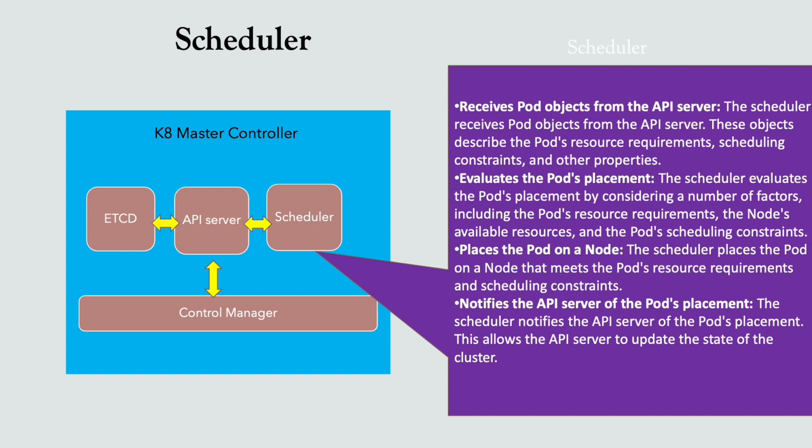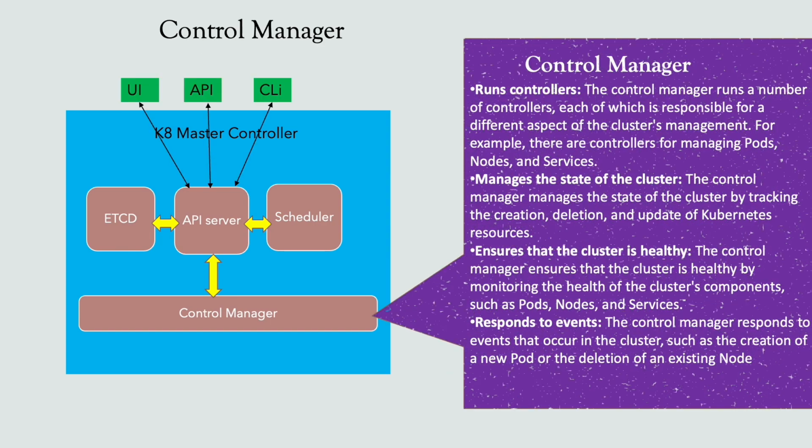Then it places the pod on the node. The scheduler places the pod on the node that meets the pod's resource requirements and scheduling constraints, and notifies the API server of the pod placement. This allows the API server to update the state of the cluster. Let's look at the controller manager component. The controller manager component runs multiple controllers.